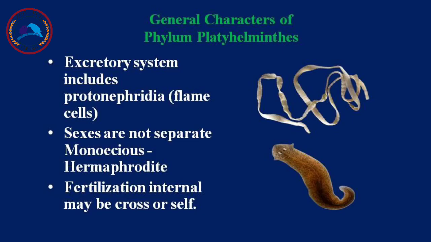Now, talking about the excretory system. It includes protonephridia and flame cells. The excretion is ammonotelic, so the nitrogenous waste eliminated is ammonia. For this, they have specialized cells called flame cells. That is the excretory system, which includes protonephridia, that is, the flame cells.